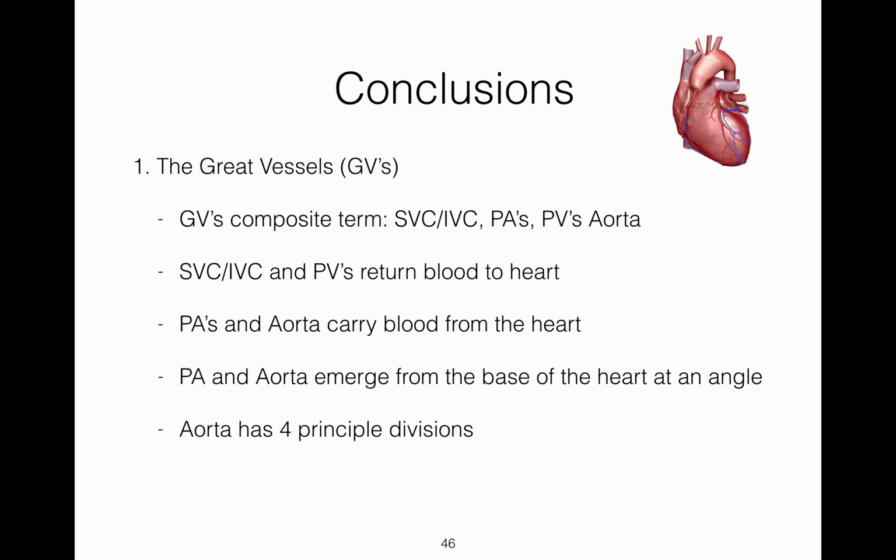In conclusion, the great vessels is a composite term for the superior and inferior vena cava, the pulmonary arteries, pulmonary veins and aorta. The superior and inferior vena cava and pulmonary veins return blood to the heart, whereas the pulmonary arteries and aorta carry blood from the heart. The pulmonary artery and aorta emerge from the base of the heart at an angle. And the aorta, the body's largest artery, has 4 principal divisions.